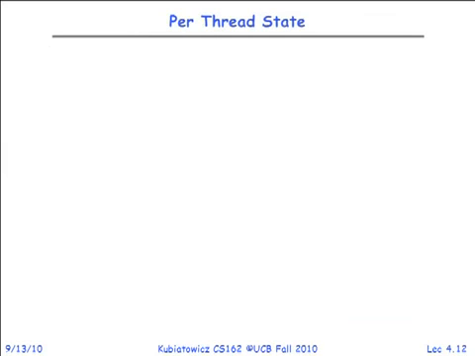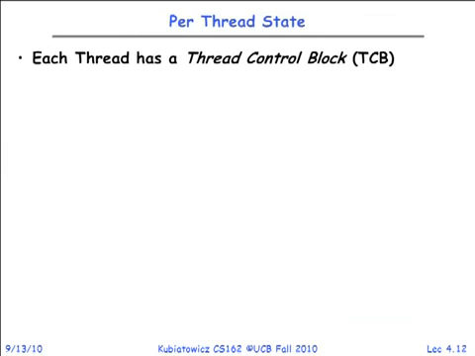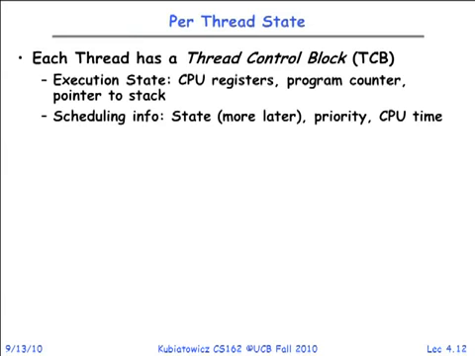Now, what's our per thread state? We talked about this thread control block. It's got the execution state, like the registers, the program counter, the pointer to the stack. It's got scheduling info, which we will go into over the next several lectures. So things like what's its state, what's its priority, how much CPU time it has used. Accounting info: we might be trying to judge how much CPU each thread has got to decide how to adjust our execution.